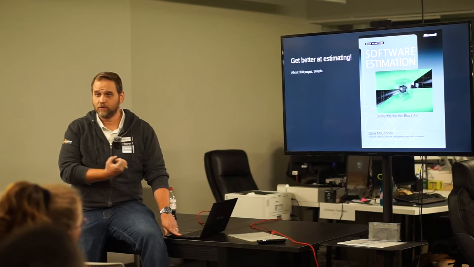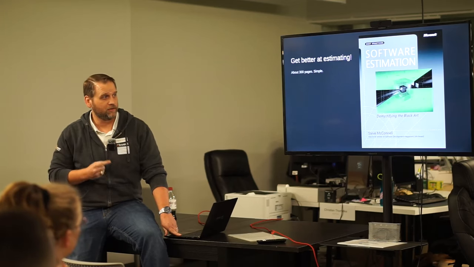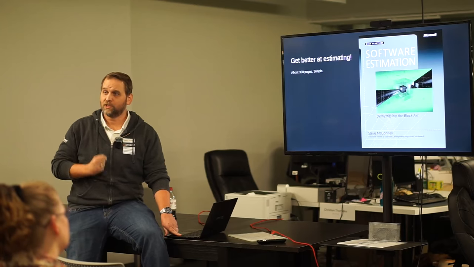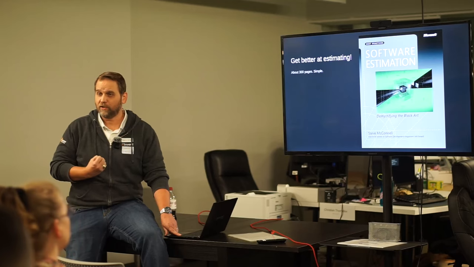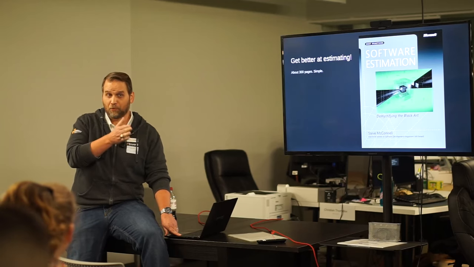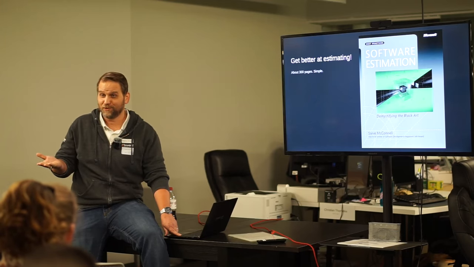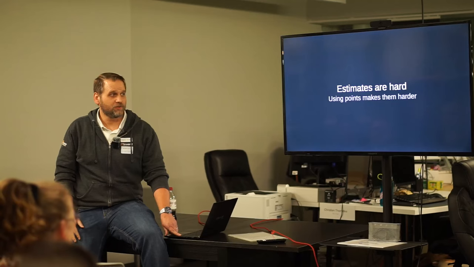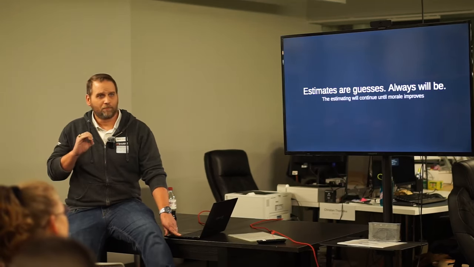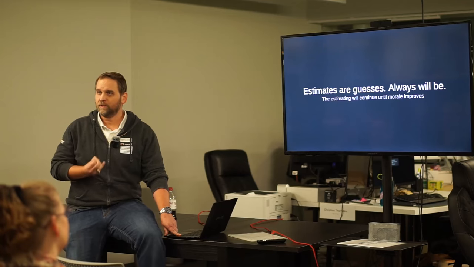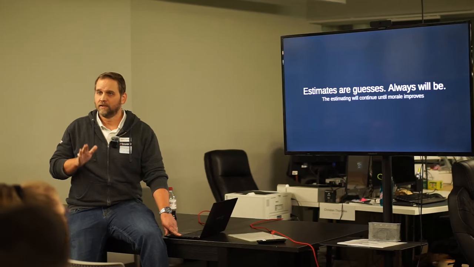Now, if you want to do this, you can always just say, hey, we're going to get better at estimating. And there's a great book called Software Estimation: Demystifying the Black Art. It shows you how simple estimating is in only about 300 pages. And it tells you how simple those practices are by using multiple different estimates and then readjusting as you have new information so you don't actually stick to the estimates in the first place. Estimates are hard. They are. There's no getting around it. Points do make them harder. But as long as there's a lot of uncertainty in the process, estimates are always going to be guesses. There is no way of getting around it.